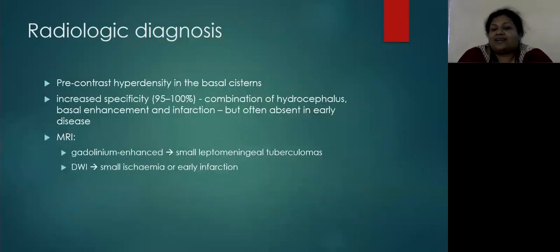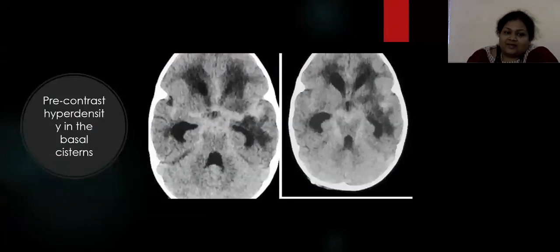What about radiological diagnosis? What do you look at? This is something for you to know. There is a pre-contrast hyperdensity in the basal cisterns. If you have hydrocephalus along with this basal enhancement and infarction, that almost tells you, 95 to 100%, that this has to be TB. Can you look at this? In the basal cisterns, can you see it?